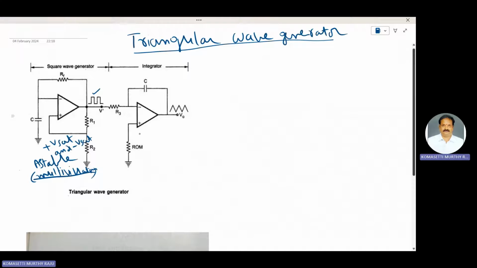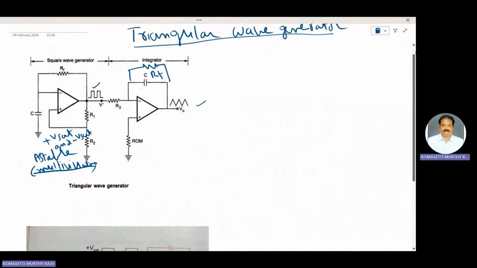The square wave is applied to an integrator circuit. The output of the integrator circuit is a triangular waveform. A triangular wave can be simply obtained by integrating a square wave. Here, for stability purposes, we use some R_F, the feedback resistance. The drawback of the circuit is that more components are used.